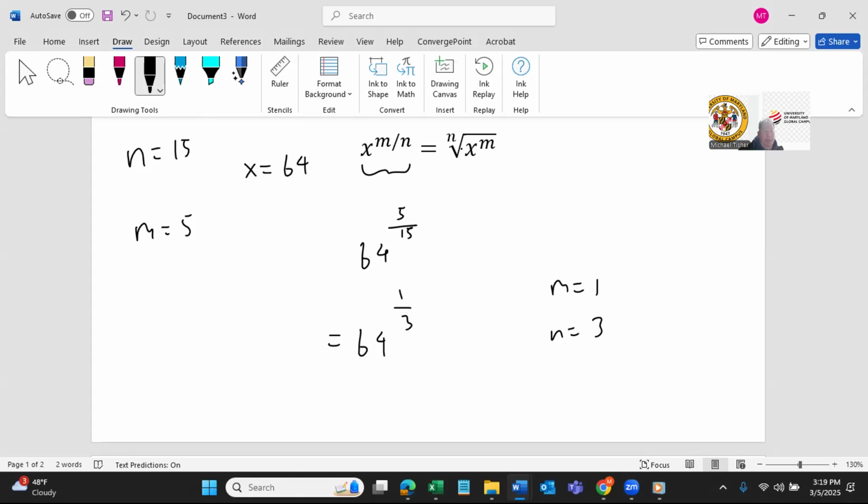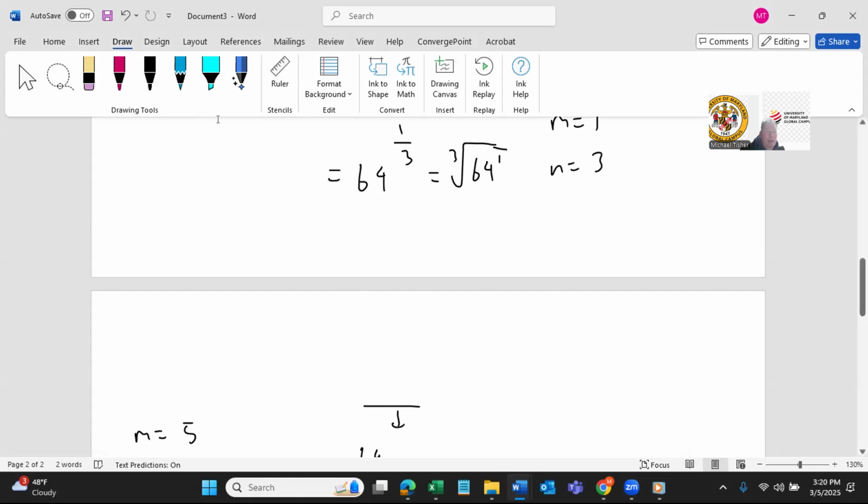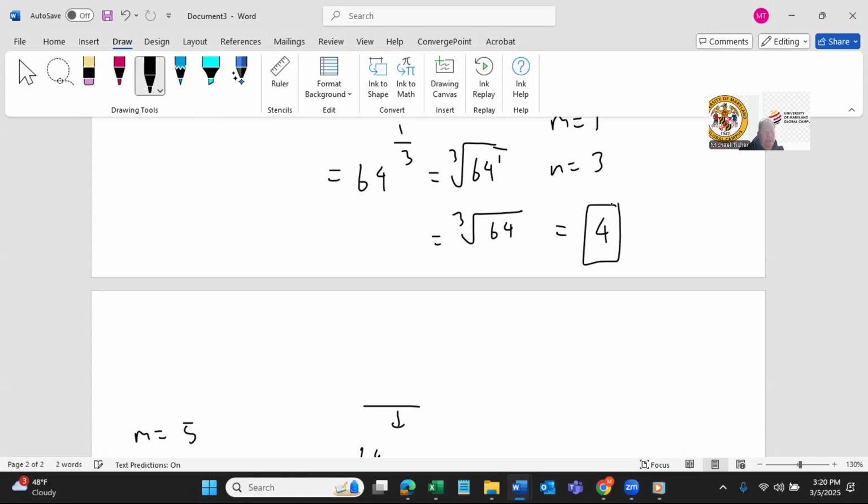Now to simplify this, it might be easier to see this in terms of a radical. And so let's rewrite this in terms of a radical. We'll have cube root of 64, but this time now, m is going to be 1. So 64 to the 1. But now 64 to the 1 is 64. And now we know that cube root of 64 is equal to 4. And so the final answer is going to be 4.